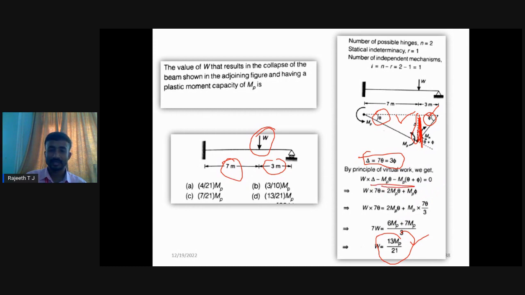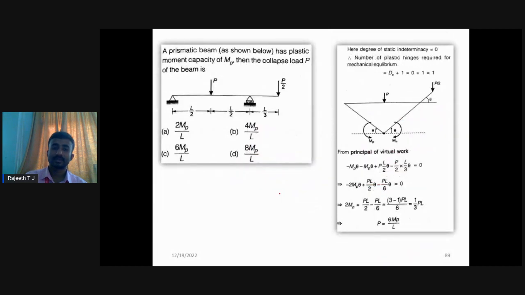Here also we need to calculate internal work done and also external work done. So now your answer is 13 by 21 MP. So option D is the correct answer. So next one, here we need to take negative work done.